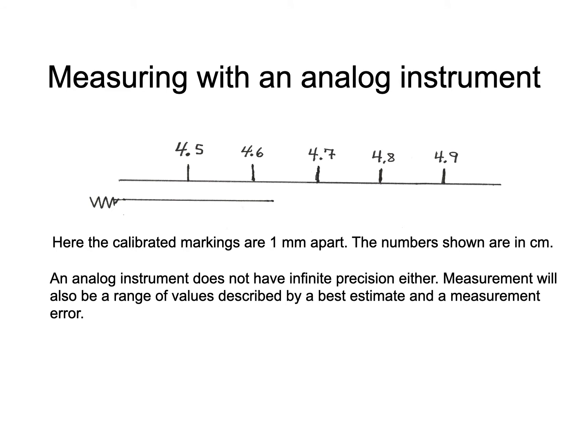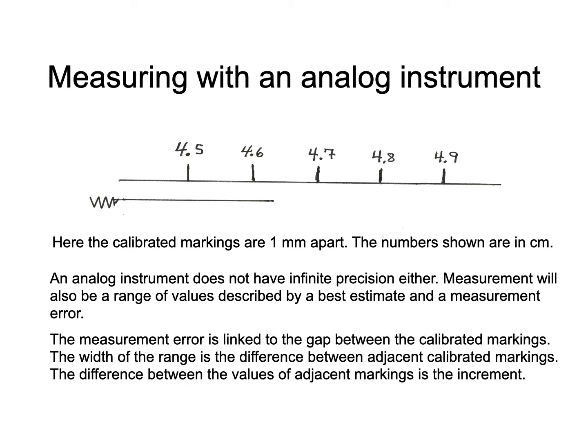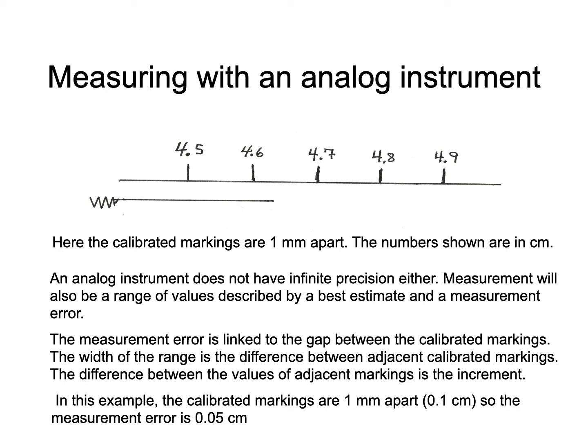Just like a digital instrument, an analog instrument does not have infinite precision. Measurement will involve establishing a best estimate and a measurement error. The separation between the adjacent markings is the smallest increment, and the measurement error will be, just as with the digital device, half of the smallest increment. Here the separation between markings is 1 millimeter, so the measurement error is 0.5 millimeter or 0.05 centimeter.